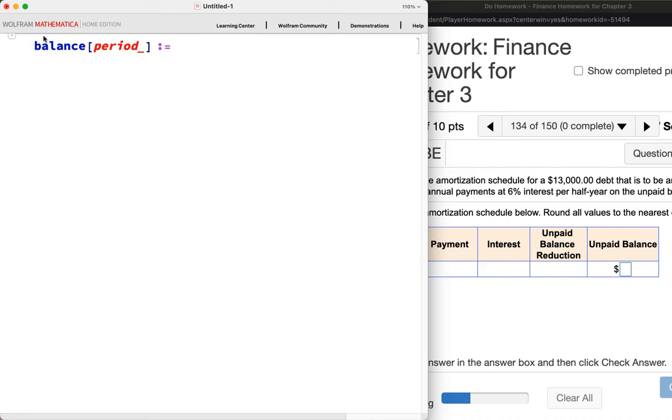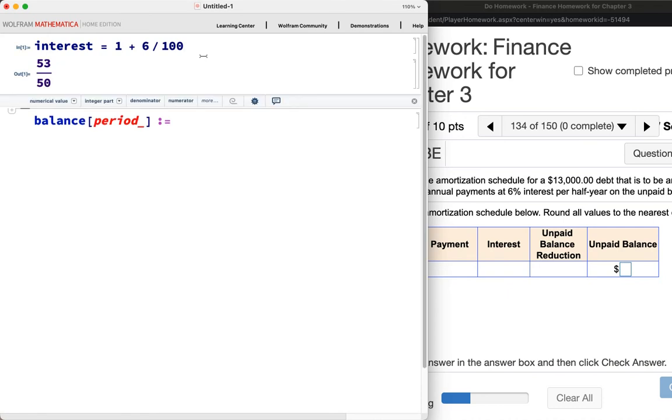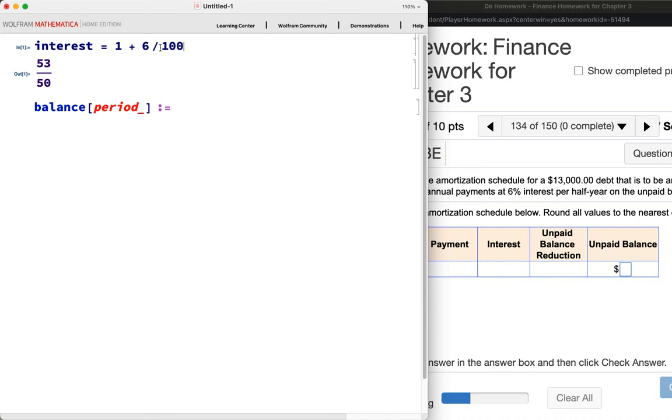Oh, and I almost forgot, interest. The interest is going to be 1 plus 6 divided by 100, and I want a decimal. I do not want a fraction. How do I change this into a decimal? Well, I have two choices. One of the numbers could be expressed as a floating point number, or I could apply the N function, which will change the fraction into a floating point number. Shift enter. Okay, there we go, 1.06.